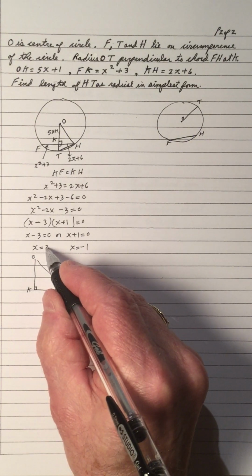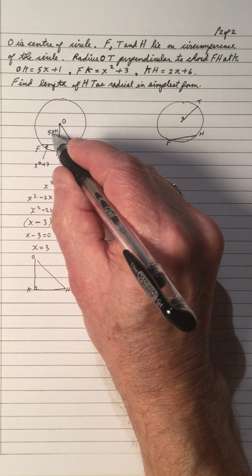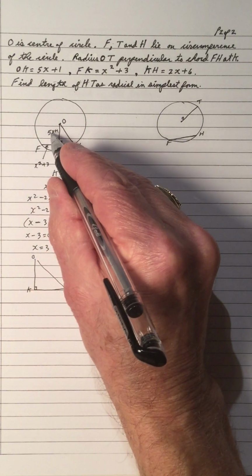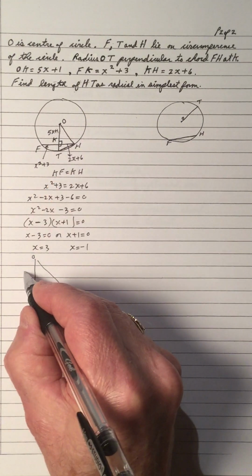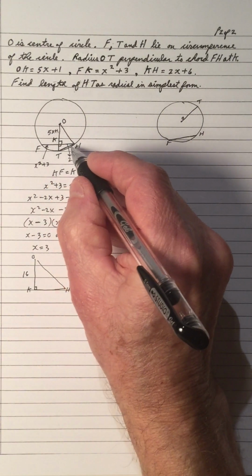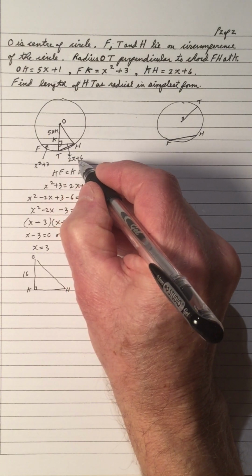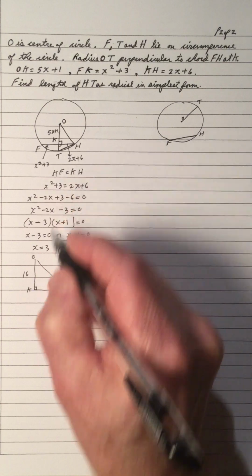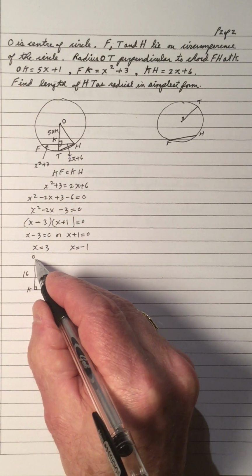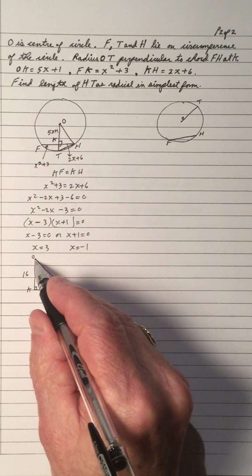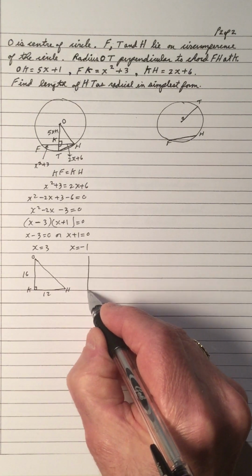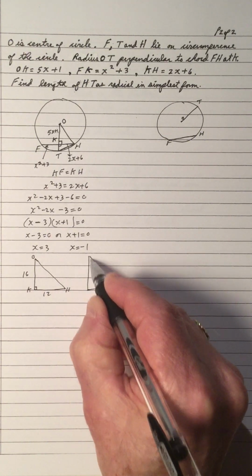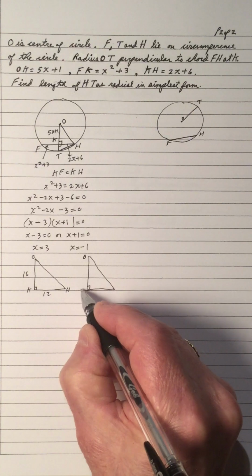When x is 3, this is 5 times 3 plus 1, so this is 16. And this is 2x plus 6, so 2 times 3 is 6, plus 6 is 12. So that's okay. We can use the Pythagorean theorem to pick up this side. And how about if we check the negative 1 on this same triangle?